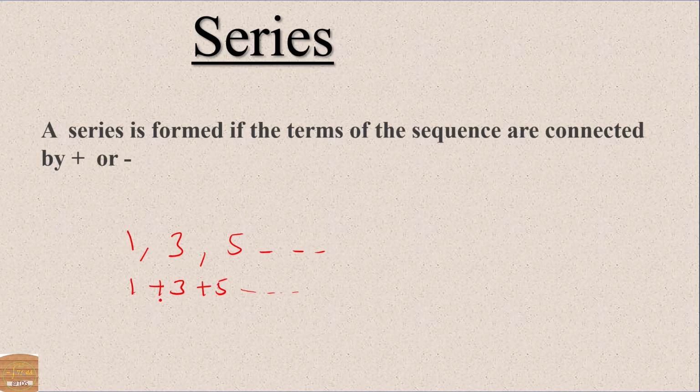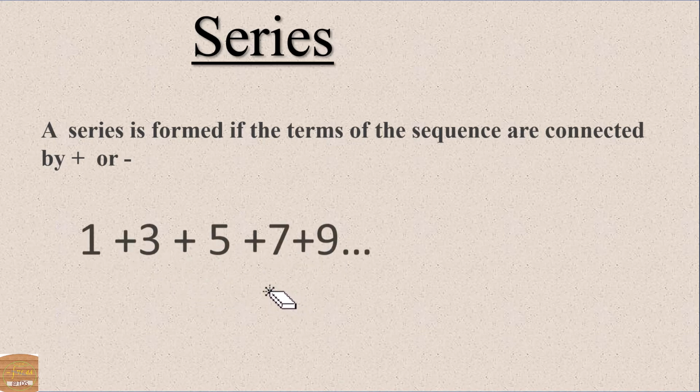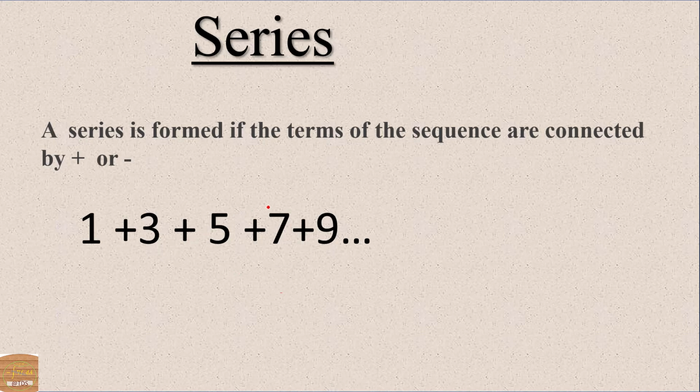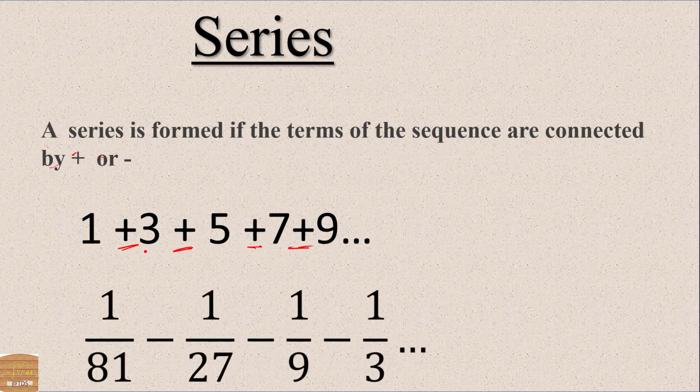Now let's look at an example. Just as I said, 1 3 5 7 9, so you can see the addition signs here: plus, plus, plus. Once you see this, it's called a series. The next one has minus, minus, minus. These ones are series as well.